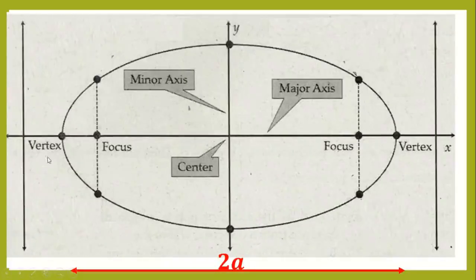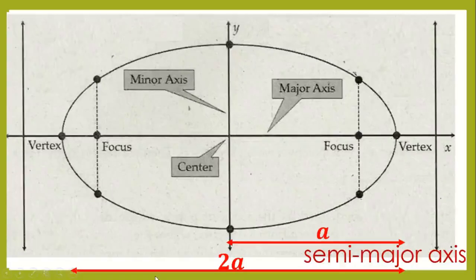Anong haba ng ating major axis? 2a. From vertex to vertex, ang haba nun ay 2a. Yung kalahati nun, from center to one of the vertex ng ating ellipse, ay ang haba ay a. Tatawagin yung semi-major axis. Okay.